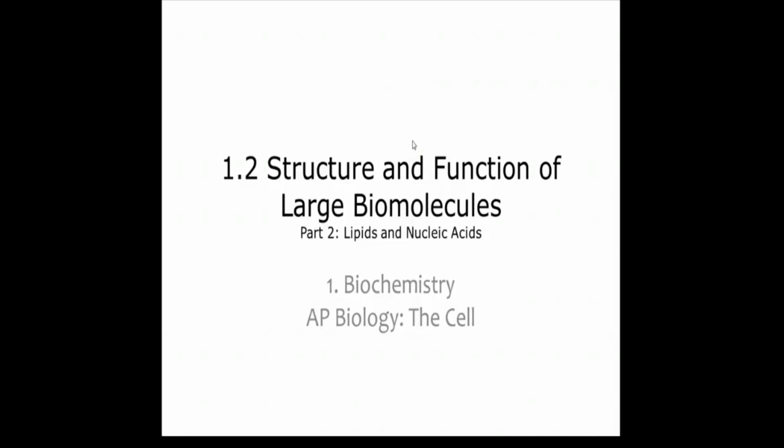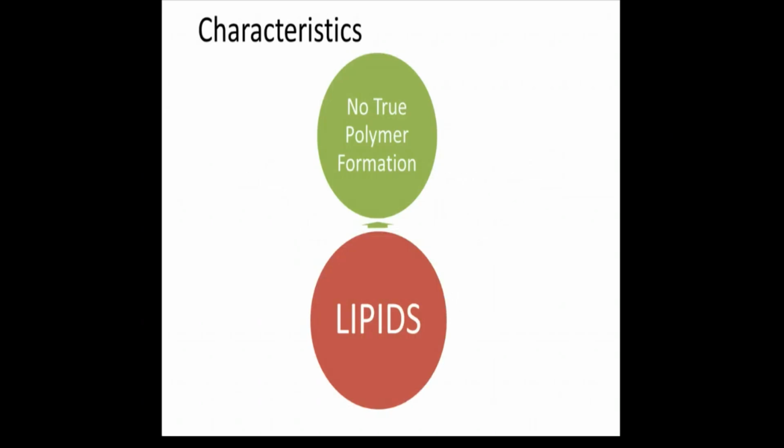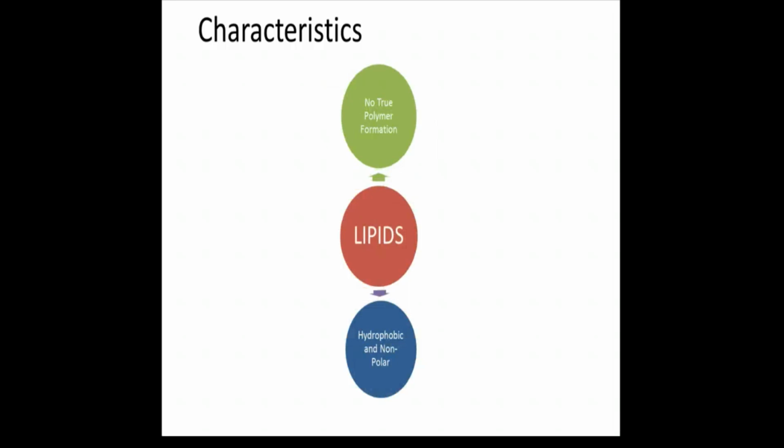Alright, we're going to continue our lecture on structure and function of large biomolecules, lipids, and nucleic acids. The characteristics of lipids begin with the fact that they are not true polymers. There is no true polymer formation. They are relatively small molecules, and they do not fit our definition of macromolecule.